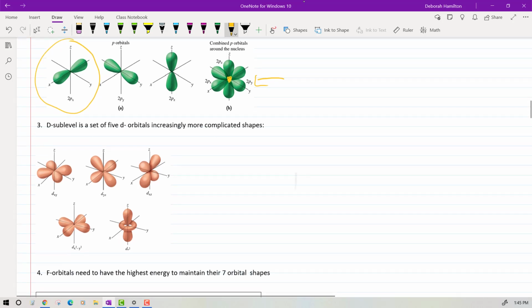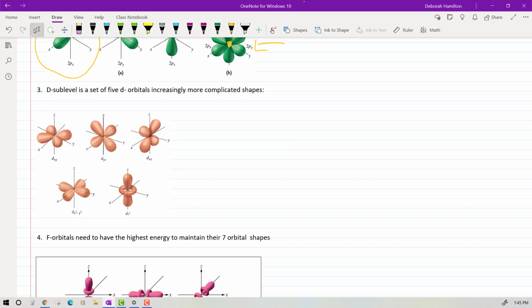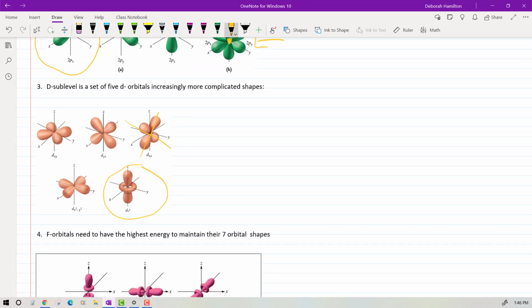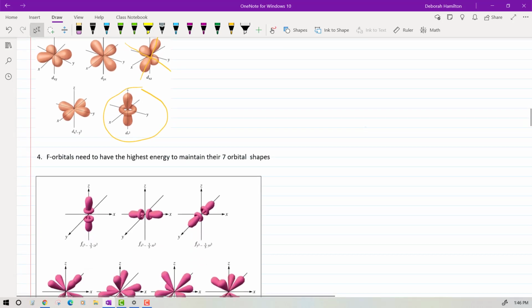Then take a look at how complicated the d orbitals are. There are 5 d orbitals. This is the shape that's most interesting to me because it's got this little donut configuration in the center. This is a pair of lobes, and this is a pair of lobes. Just like you see up here in the p orbital where you see the two lobes, we have 4 lobes that make up an orbital for the d sublevel.